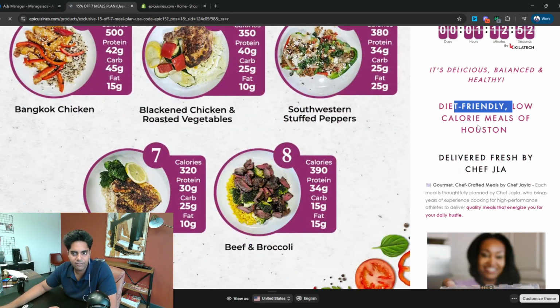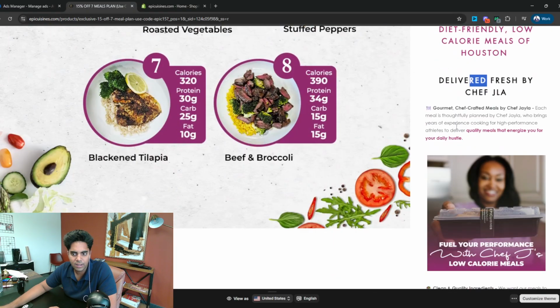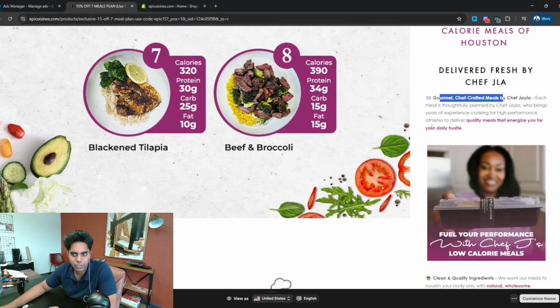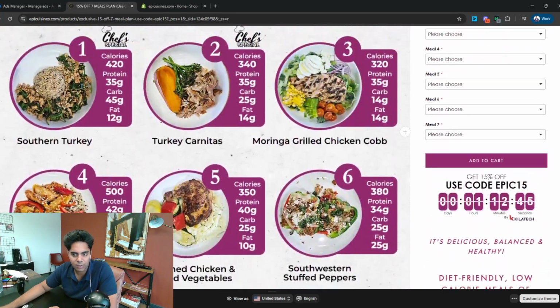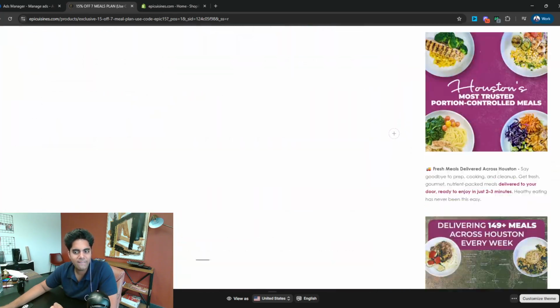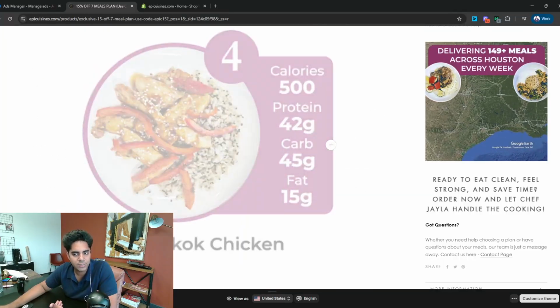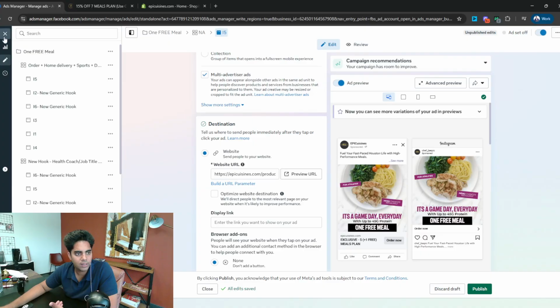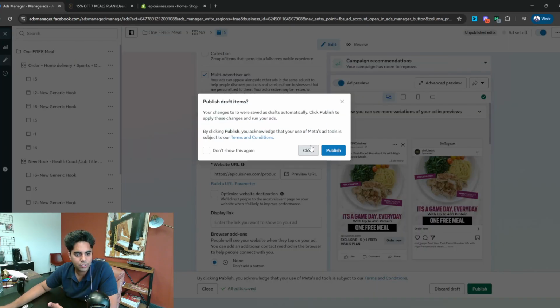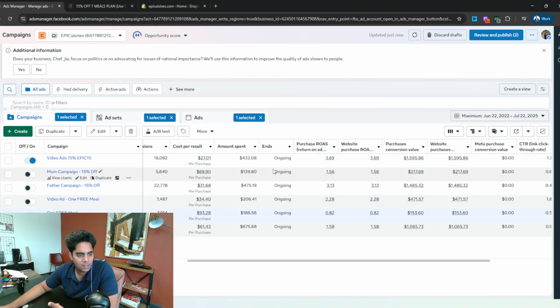What does it say? Diet-friendly, low-calorie meals for Houston. Who is it trying to target? We want to read the landing page, and we want to get very, very specific with the copy on the actual ad. And then there are some other campaigns that worked or didn't work.